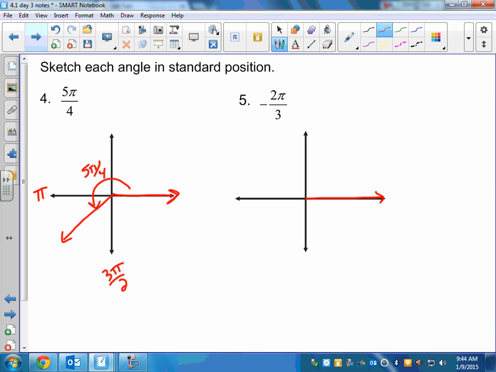If I'm labeling this negatively, do you agree that this is negative pi halves now? You with me on that? Because we're going the opposite way. So it's like 0 to negative pi halves. This is negative pi, so you're going the opposite way. So your labels change. This would be negative 3 pi halves. But negative 2 thirds is bigger than negative pi. It's definitely going to be over here. Do you agree with that? Because 2 thirds is between 1/2 and 1.